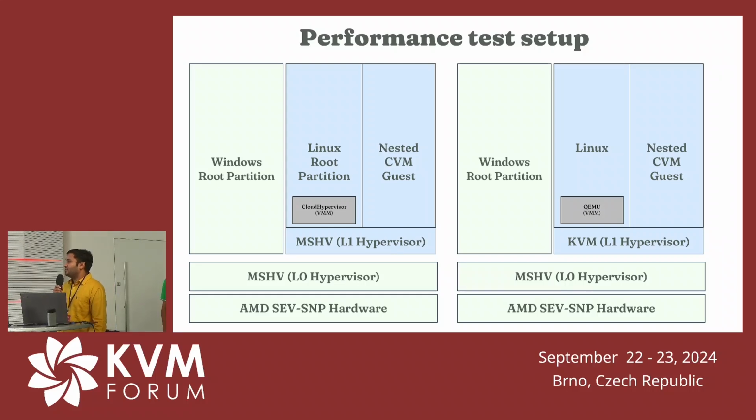In the case of MSHV, we are using Cloud-Hypervisor as the VMM inside the Linux root partition, and then we launch a nested CVM guest. But on the KVM side, we use QEMU as the VMM, and then we launch another nested CVM guest. So what we want to measure is the perf difference between these two nested CVM guests, which are launched on two different kinds of virtualization stacks.